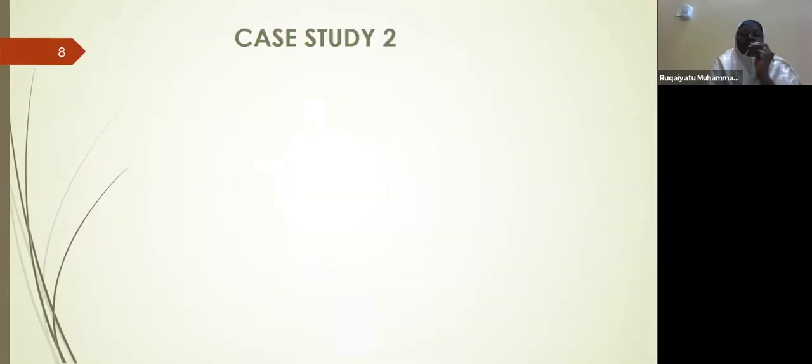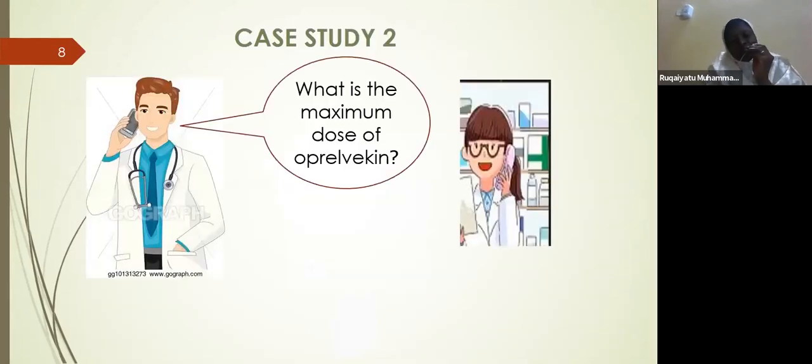So for the second case study, let's say we are also in the office or wherever we are, and we receive a call. What's the maximum dose of oprelvecin? Oprelvecin is a recombinant interleukin 11. So what's the maximum dose of oprelvecin?